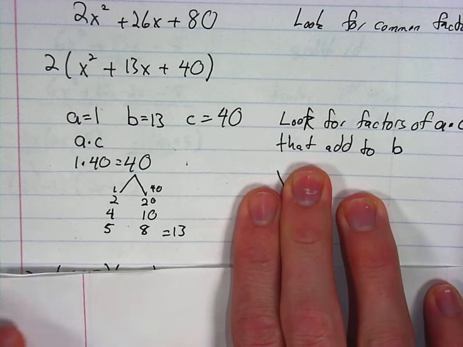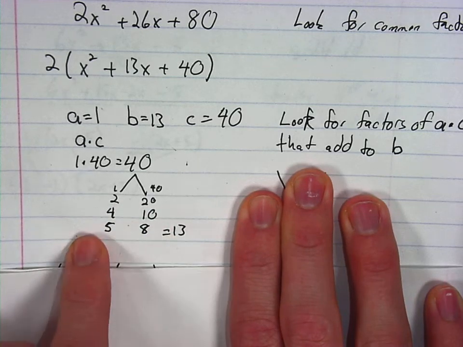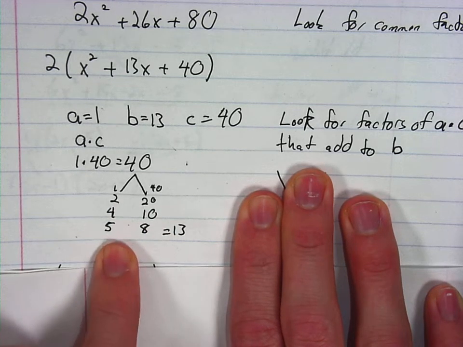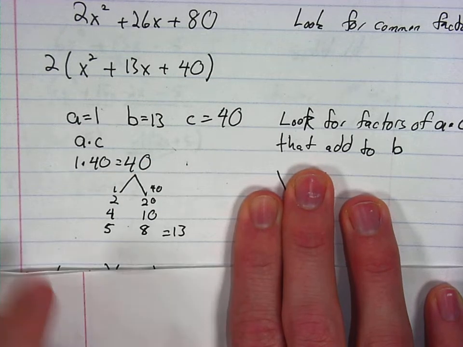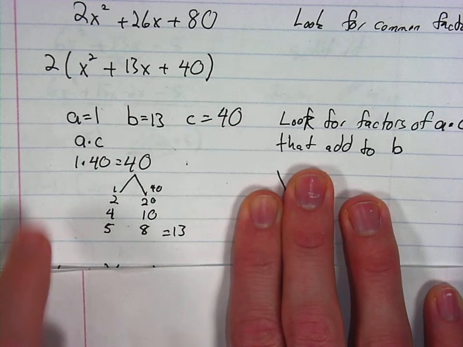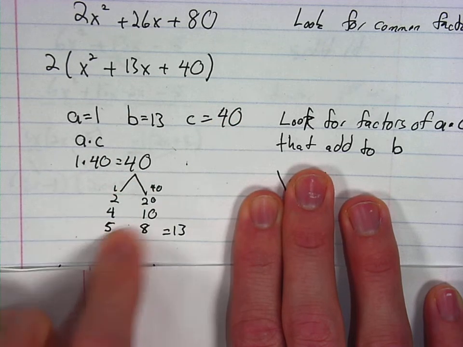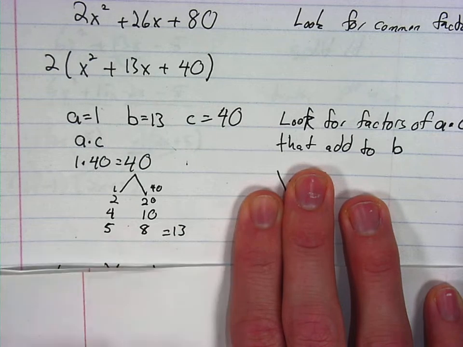Okay, so a times c is 40. And I'm looking down the factors of 40. 1, 40. 2 times 20. 4 times 10. 5 times 8. Bingo. 5 times 8 is 40, and 5 plus 8 is 13. So we want to multiply a times c, find the factors that would multiply to that, and then find the factors that would multiply to 40 that add to our middle number, 13.